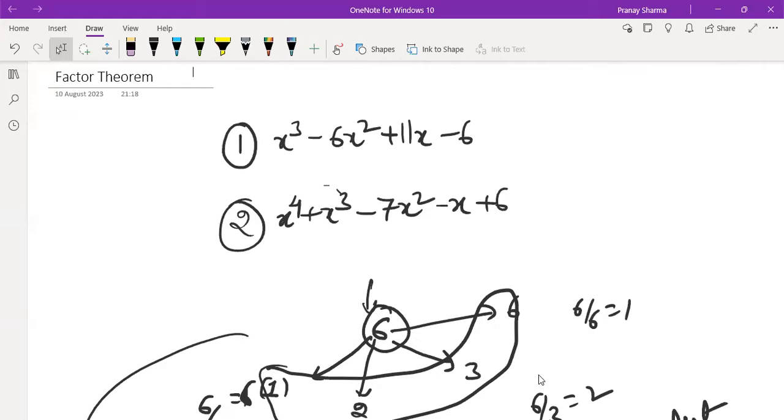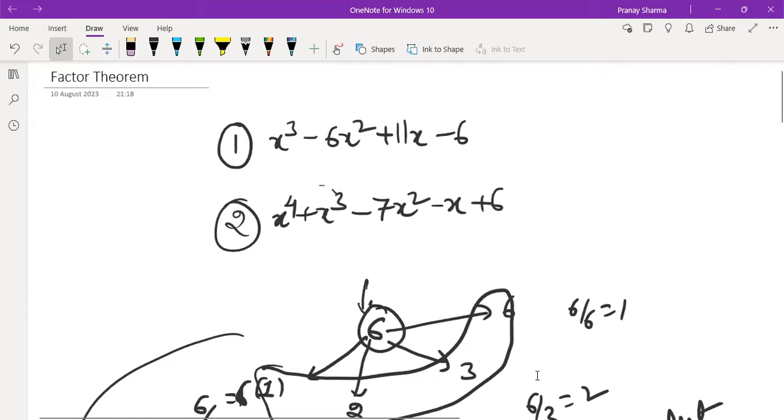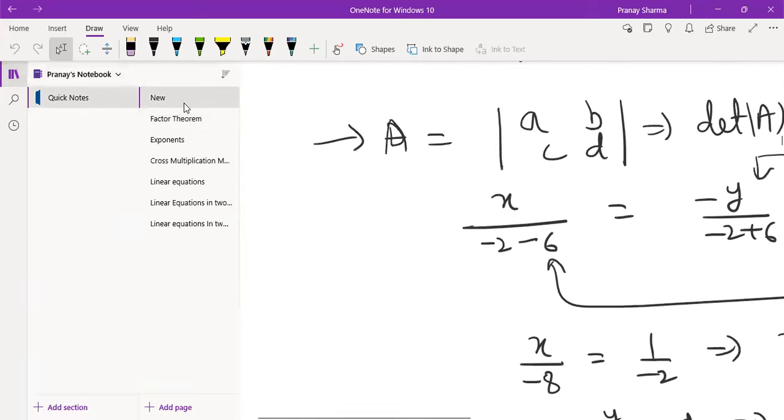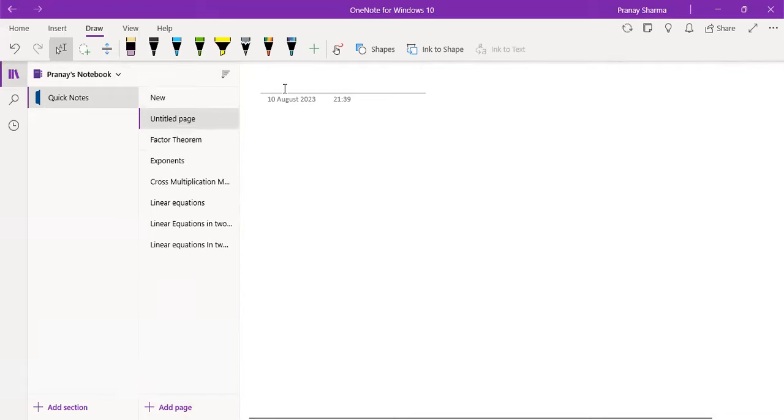All right, so let us consider the second case, x to the power 4 plus x cube minus 7x square. What I'll do is I'll be adding a blank slide here. Just a second. Because if I'll go with the... Okay, I'll be marking this as factor theorem.